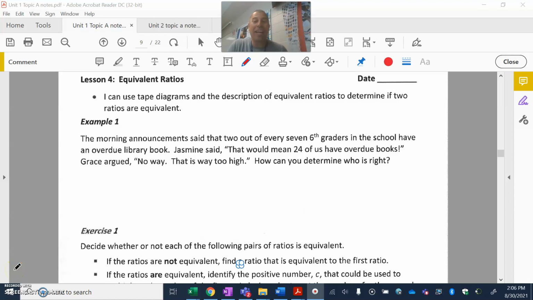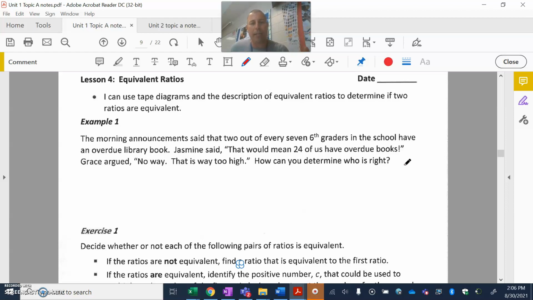Hey everyone, we are in lesson number 4. It's kind of exciting. Equivalent ratios. All right, people, kind of a big deal here. Equivalent ratios here is a big focal point.